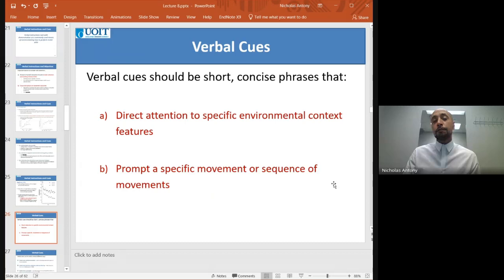So generally speaking, given everything that we just talked about, you want verbal cues to be short and concise, and they direct attention. You could use the cues to remind people to focus on things in the environment. You could also use them to prompt certain movements.